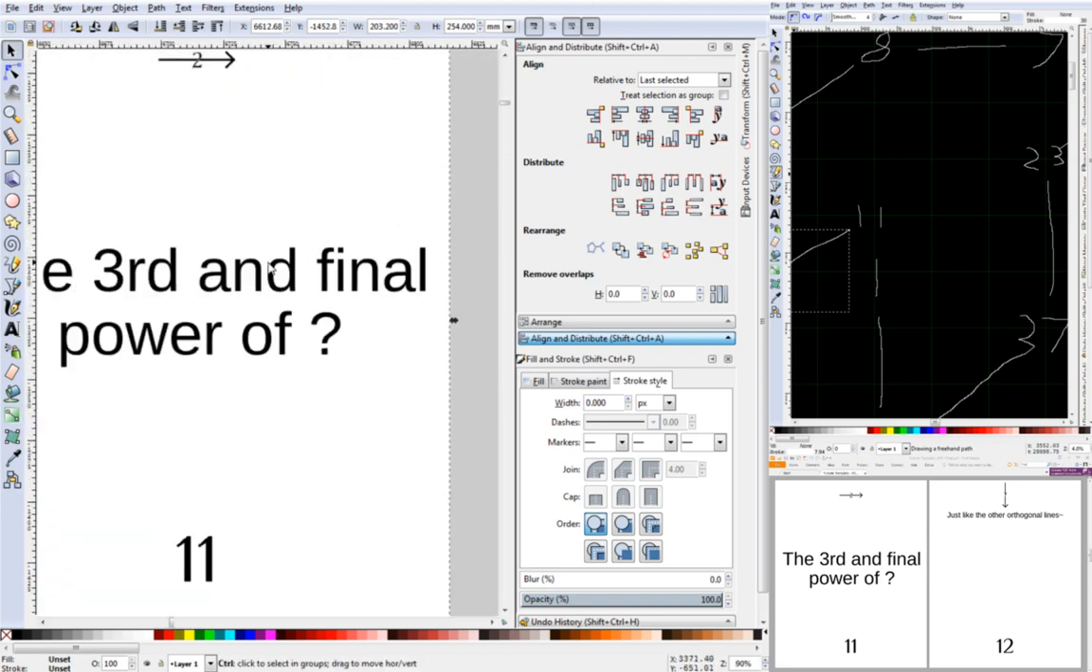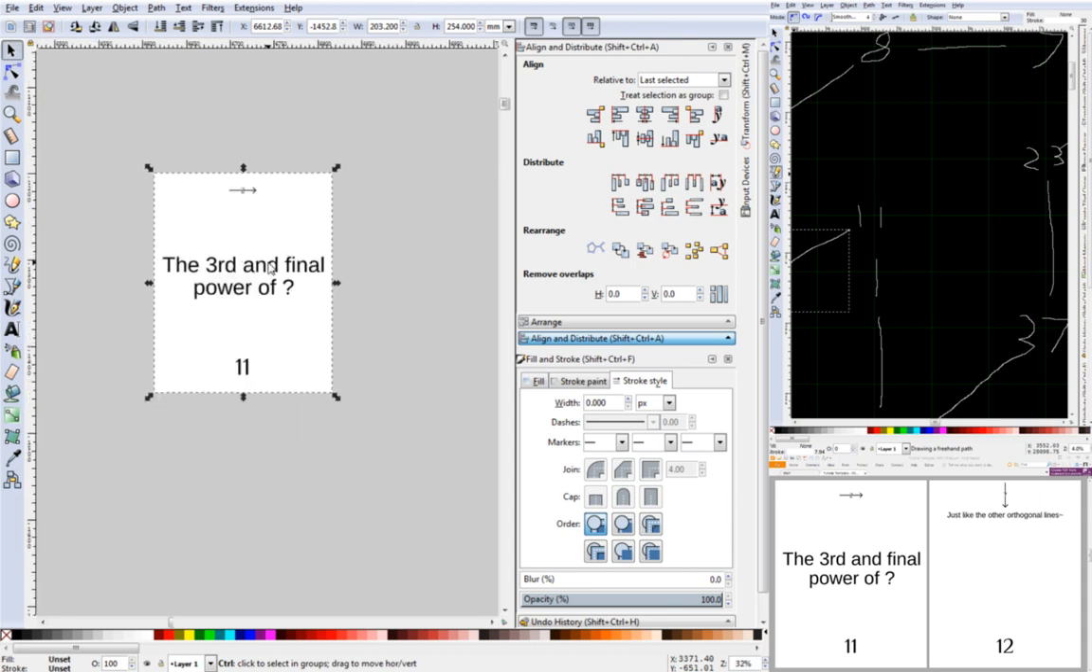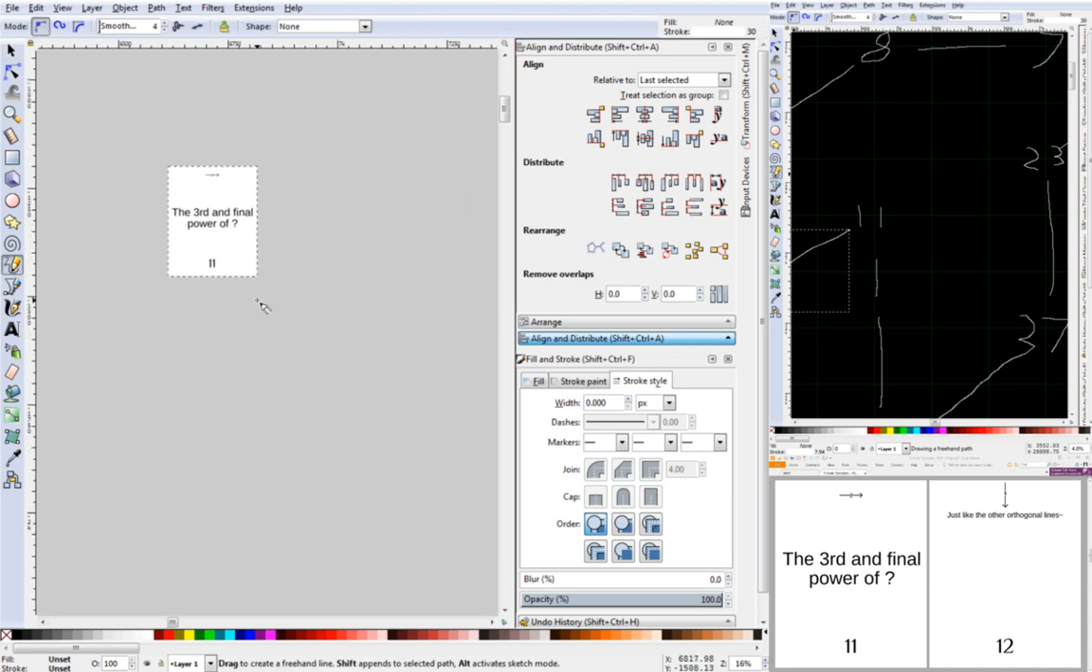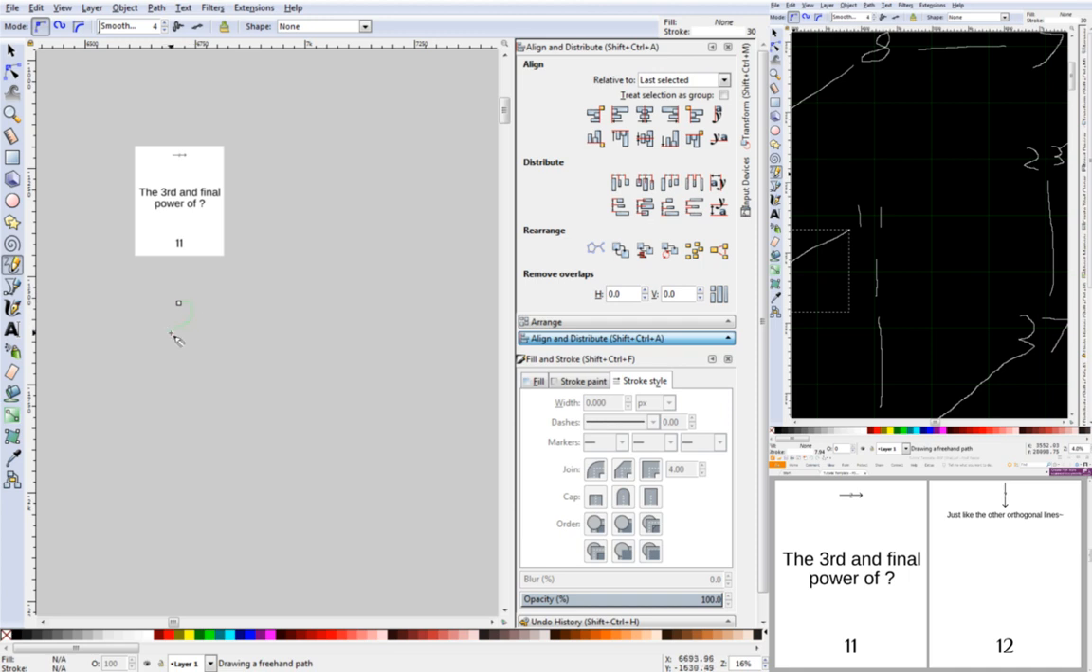So, the third and final power of question mark. Well, this one's pretty interesting, so let's do it the fun way. All powers of 1 are themselves, they're infinitely many, so you might as well just start off with 2. And 32 is a little too high, so we can't do that one.